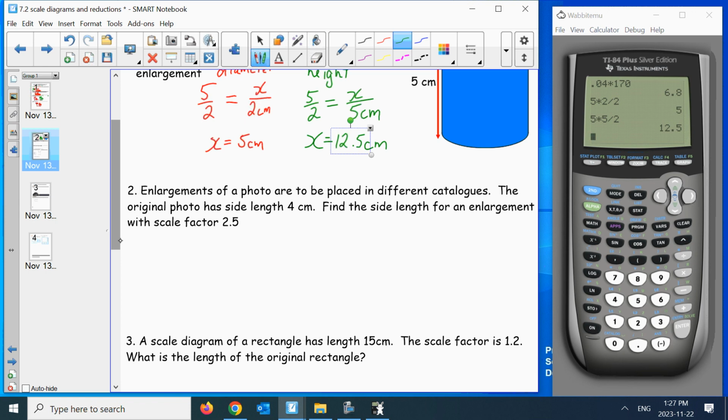Enlargements of a photo are to be placed in different catalogs. The original photo has a side length of 4. Now, I'm telling you the scale factor, it's larger. Factor of 2.5. And if you consistently, and I know someone who probably would consistently not do it with our fraction setup, go ahead. But I'm suggesting most of us set it up like this. If you're given a decimal, make it a fraction. Actual is always on the bottom. The original or actual photo is 4 centimeters. That goes on the bottom, always. And now I just say cross multiply. 4 times 2.5. I don't have to divide by 1.